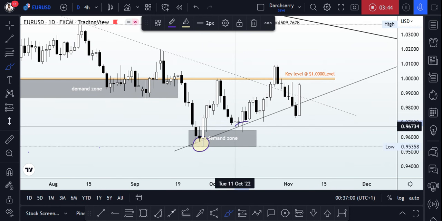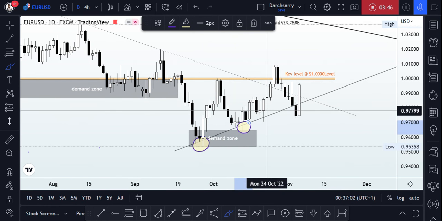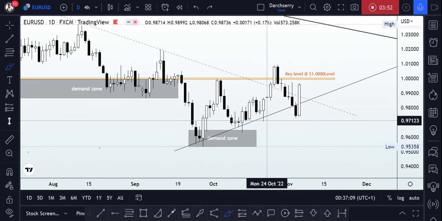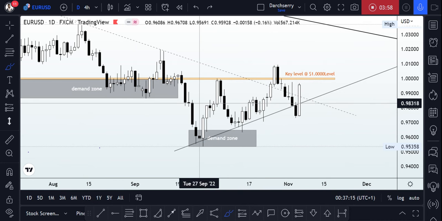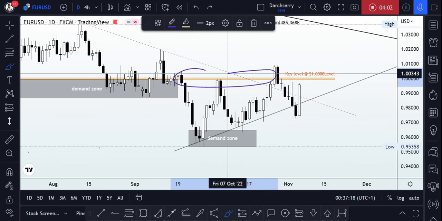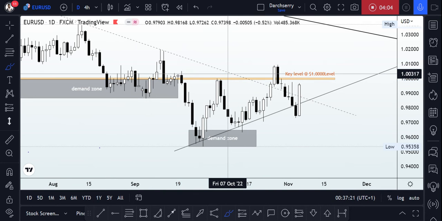And as you can see, after connecting the series of higher lows here, we were able to have that trend line. And though we had that trend line, we couldn't buy the Euro USD when we saw it. The reason why we couldn't buy the Euro USD was this strong selling niche that we have here at around the $1 mark area.